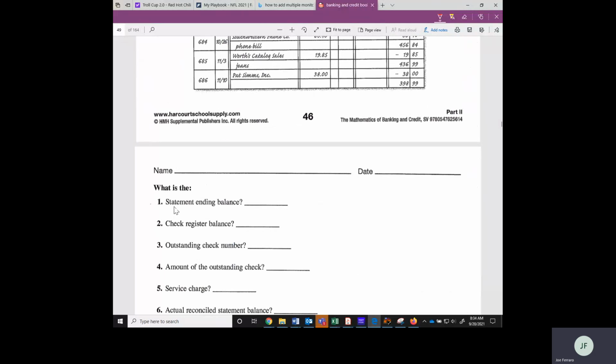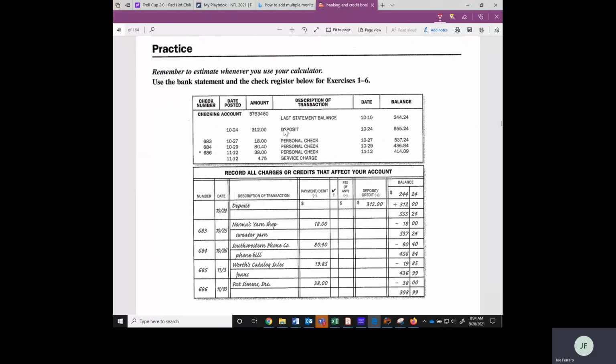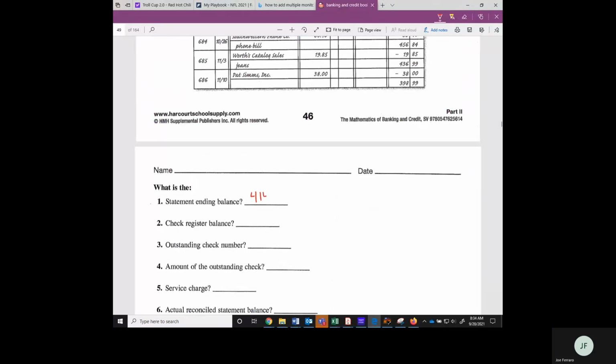So first question, statement ending balance. You're going to look at your statement. These are the transactions, and these are balances by date after each transaction. So the last one here, on the last date they show, November 12th, the balance is $414.09. So we're going to write that in here, $414.09. Okay, check register balance. Look at the bottom of your check register.